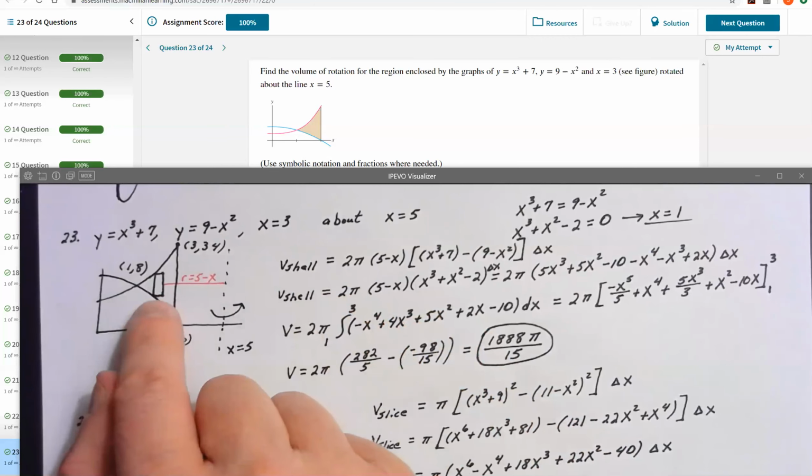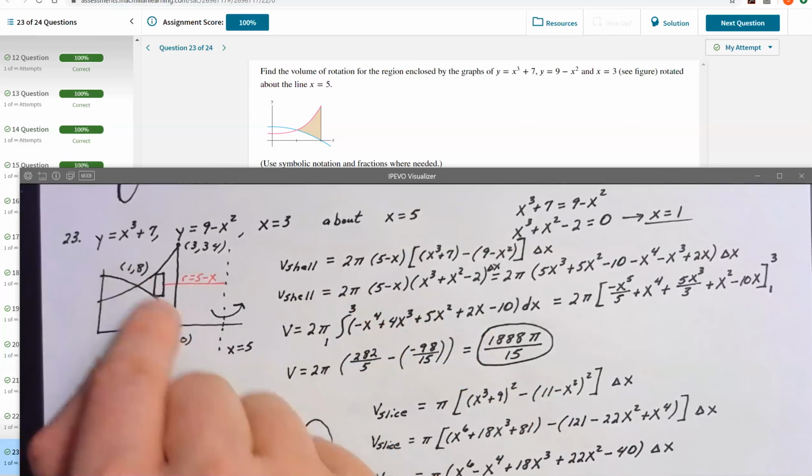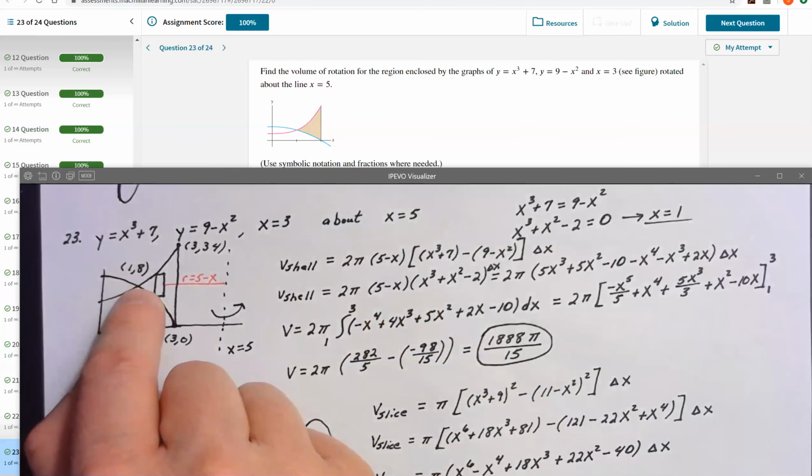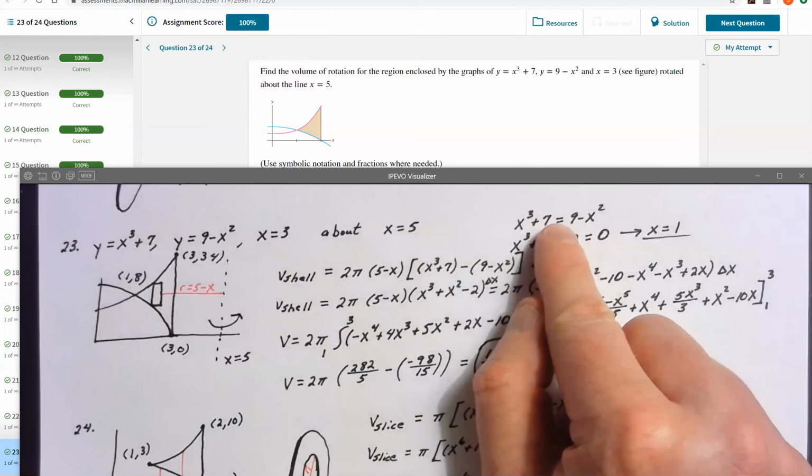So I can say, well, okay, if I think about my arbitrary shell in here, I went ahead and drew in my region. I went over here just to verify. I didn't want to trust the drawing on Achieve.